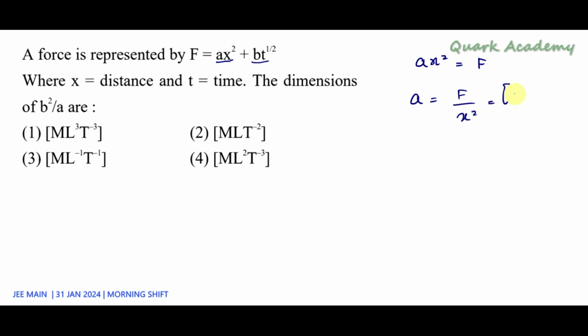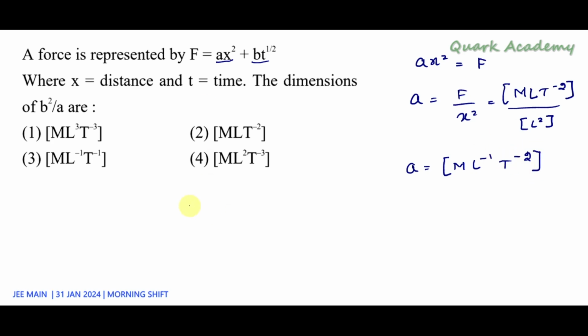Force means mass into acceleration. Mass is m, acceleration is meter per second squared. So length t power negative 2. And this is x squared, which means L squared. So with this, I can write dimension of A, which is m L power negative 1 t power negative 2.